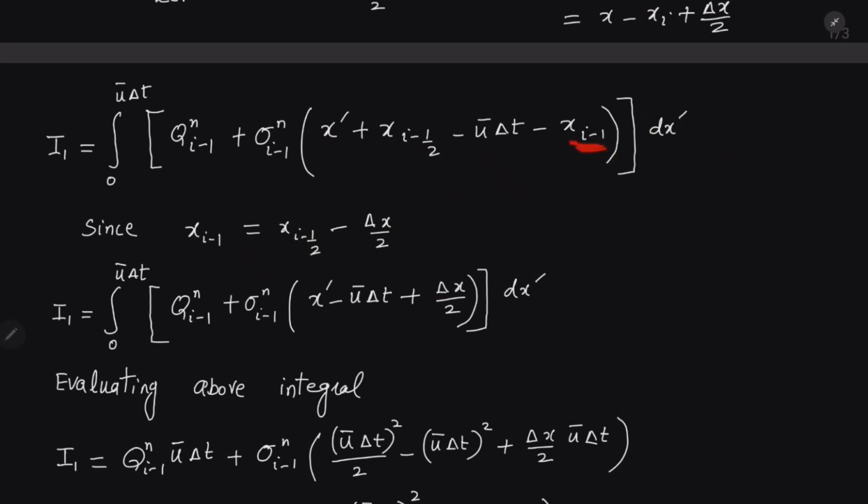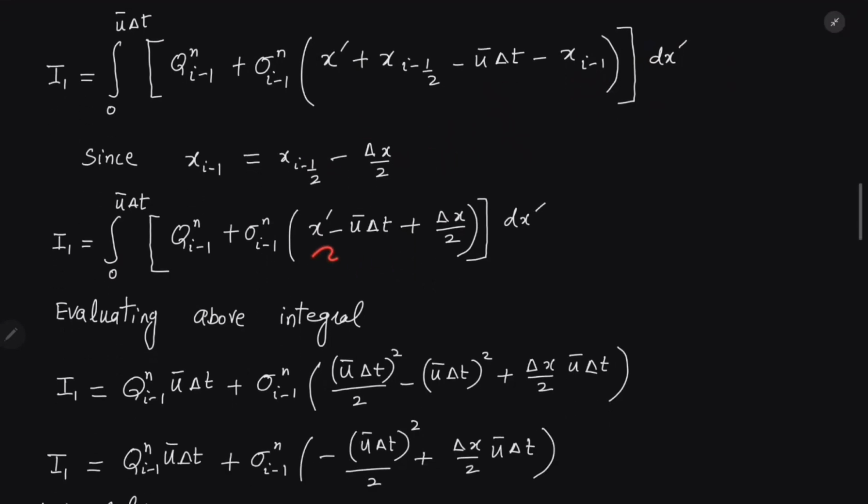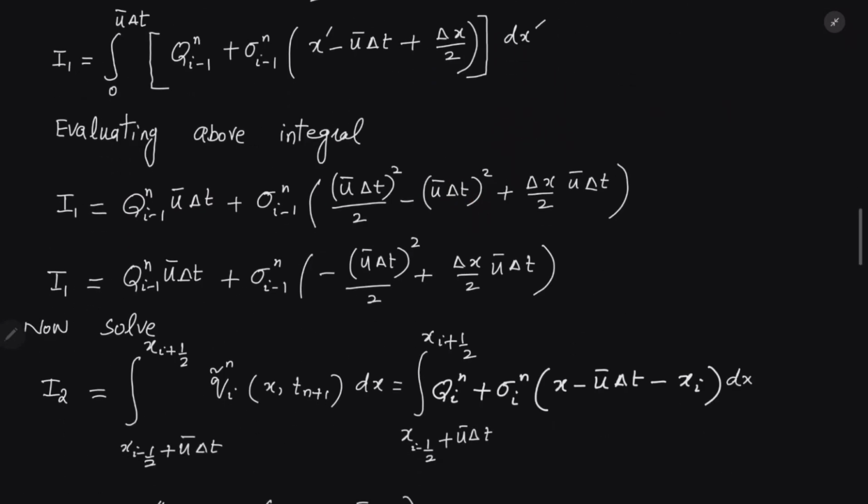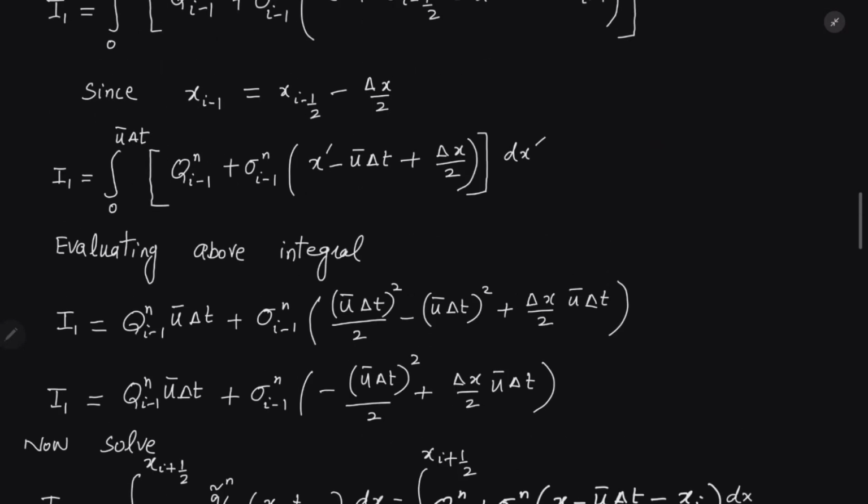This is xi minus 1 with xi minus 1 by 2 minus delta x by 2. So after some simplification, we get x bar and minus u bar delta t plus delta x by 2. So we just integrate the above integral since it is now in a simple form. This is just a constant value. The integration will be qni minus 1 x dash. Then you put the lower limit and upper limit u bar delta t.